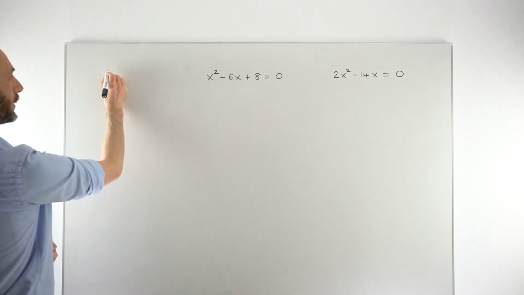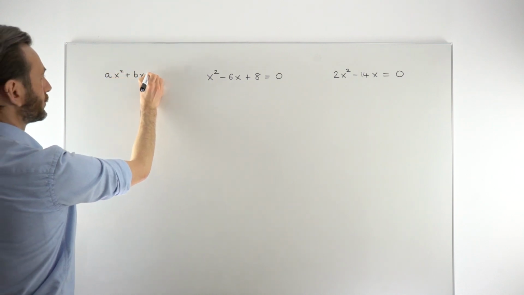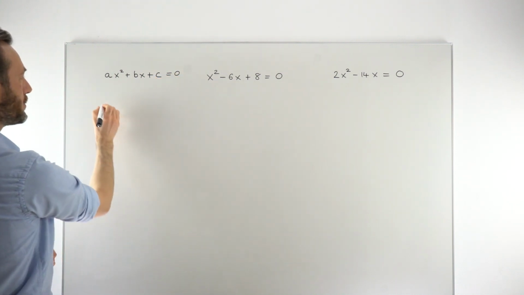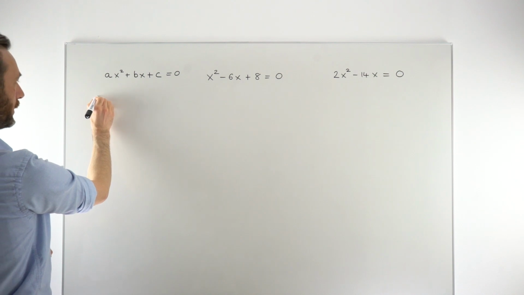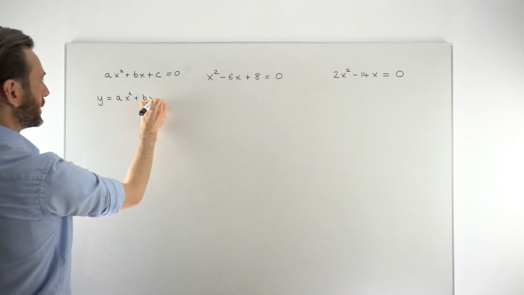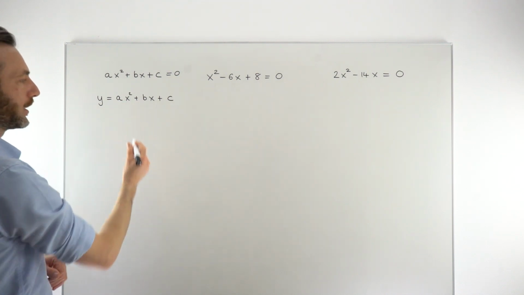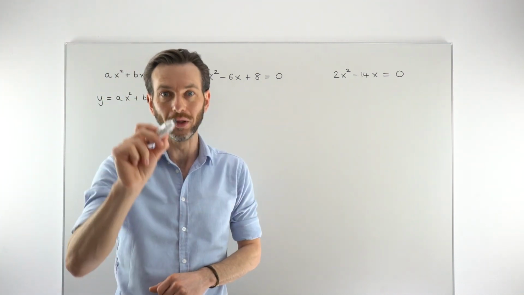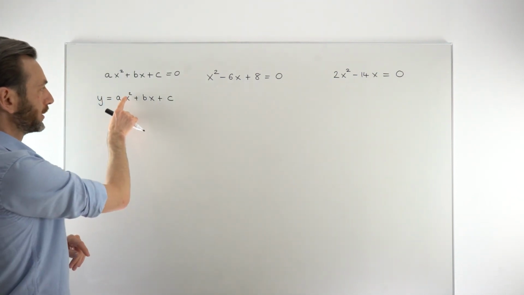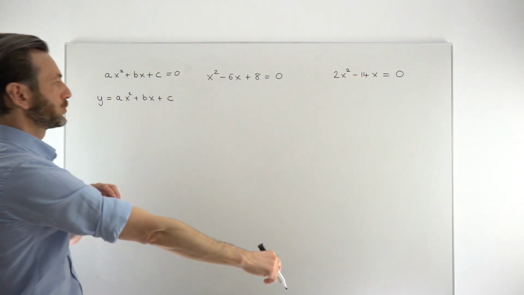Remember, a quadratic equation is in the form ax squared plus bx plus c, so a quadratic expression set equal to 0. But remember that a quadratic expression written as a function is y equals ax squared plus bx plus c. So this is my quadratic function, and these quadratic functions make U-shaped parabola graphs. Something about those U-shaped parabola graphs, which is always what you get from a quadratic function, is going to play a role in solving these equations.